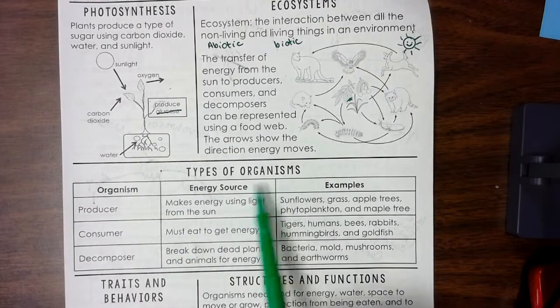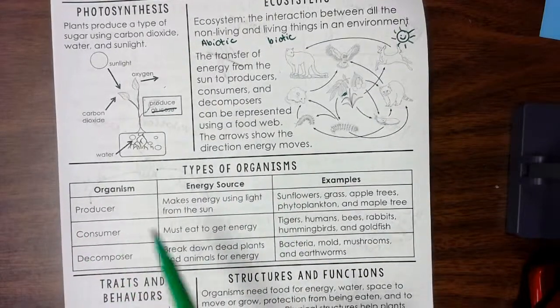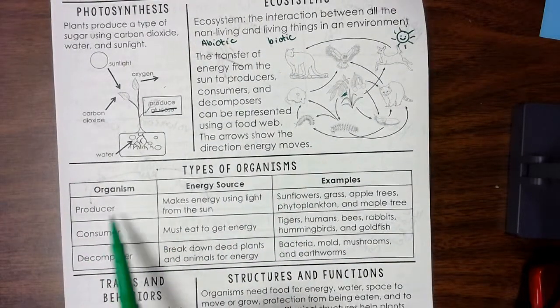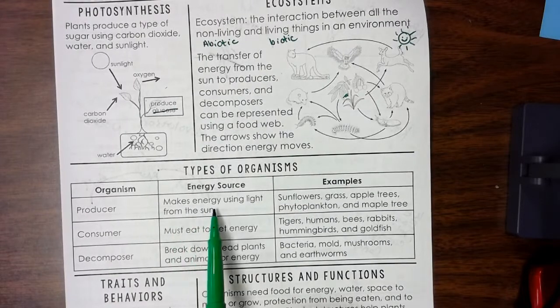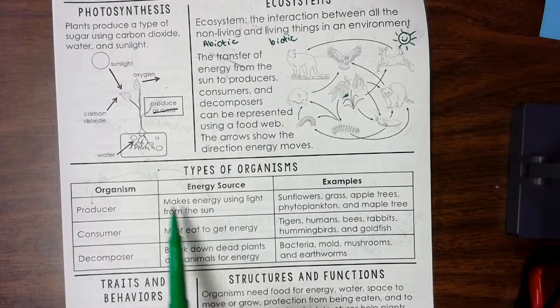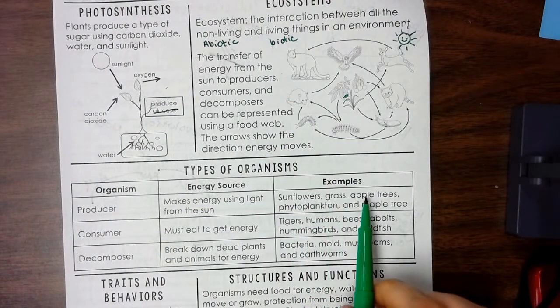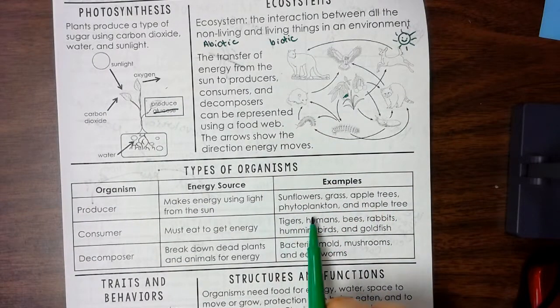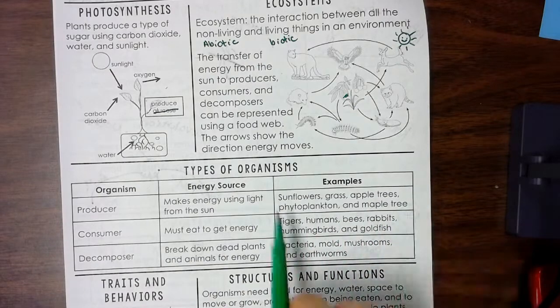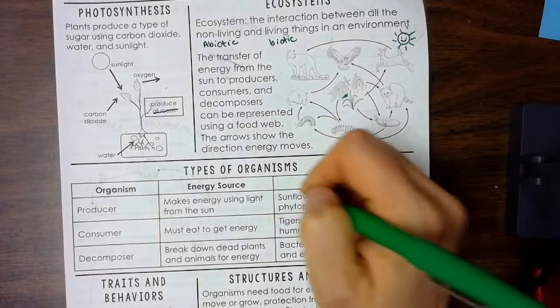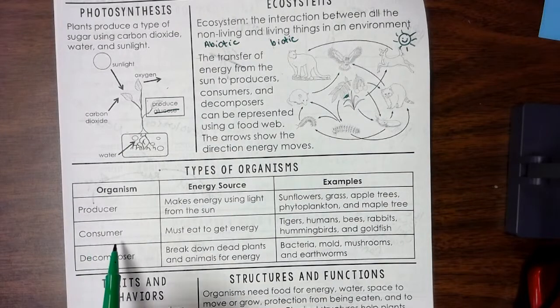All right. So now let's talk some types of organisms. Producers. A producer is any organism that makes energy using sunlight from the sun. So that would be your plants. Here, they give you some examples. Sunflowers, grass, apples, apple trees, phytoplankton, and maple trees, and any plants, okay? All right, then you've got the consumer. So this is the guy that comes along and he's going to eat on those things.